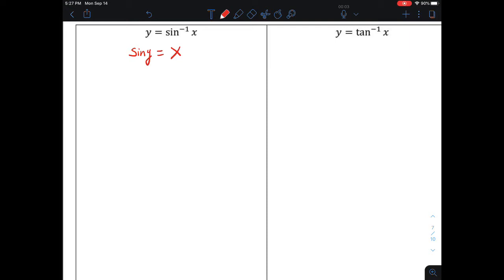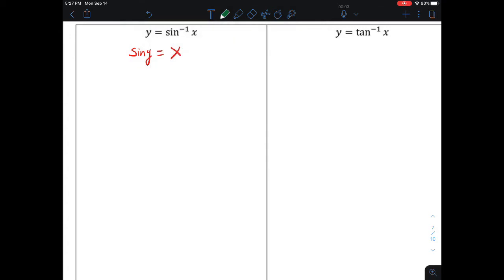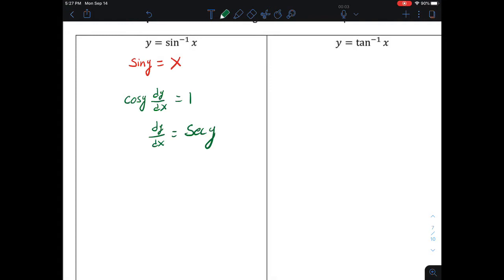The derivative of the left side: the derivative of sine is cosine, so it'd be cosine of y times dy over dx, is equal to 1. And I would divide cosine over, and so the derivative of y with respect to x so far is equal to 1 over cosine of y, or just secant of y. And how does that help us?